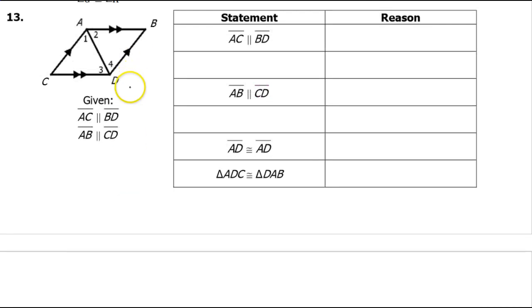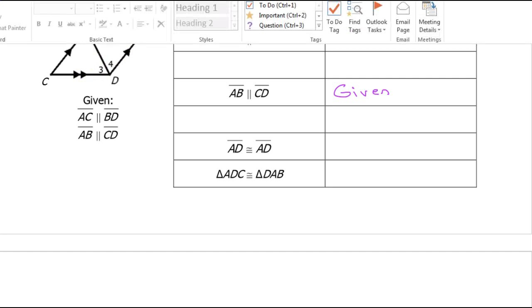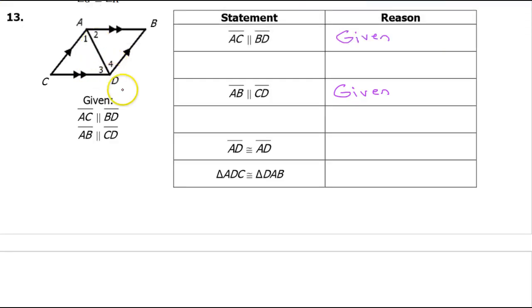Well, let's do one more. For number 13, we're just given a bunch of parallel lines, okay, and they're all marked. So might as well just go ahead and write given for those. But remember, these arrows do not mean that these sides are congruent to each other. They're just parallel. Parallel lines do not lead to congruent sides. They lead to congruent angles.